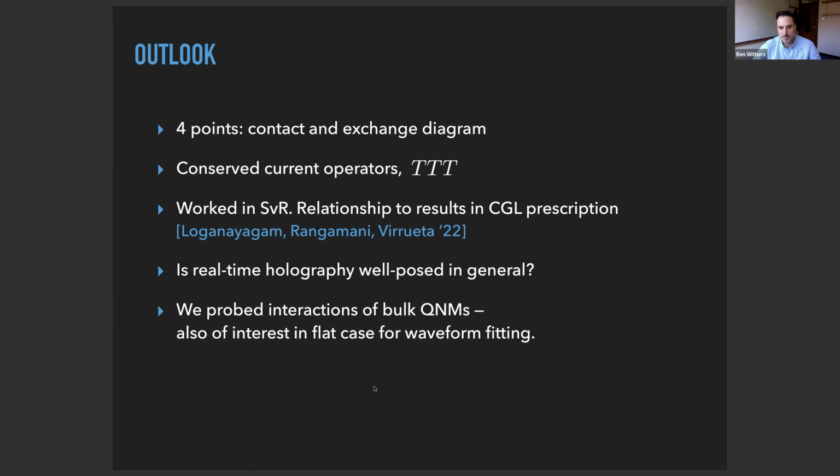and this may be of interest in the case of thinking about flat space black holes and waveform fitting, as I mentioned at the beginning. But yeah, thank you for your attention.